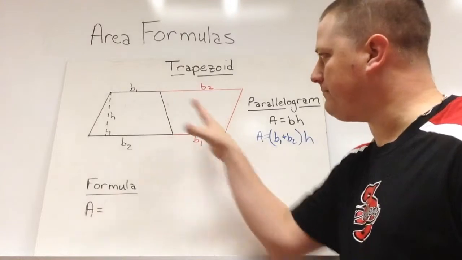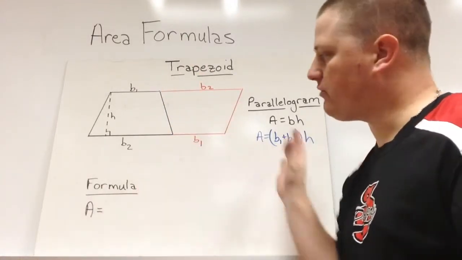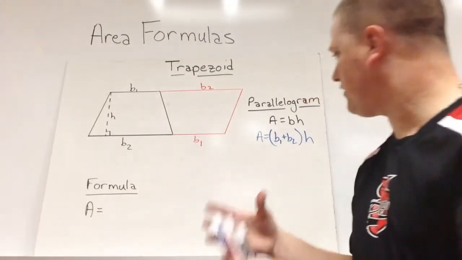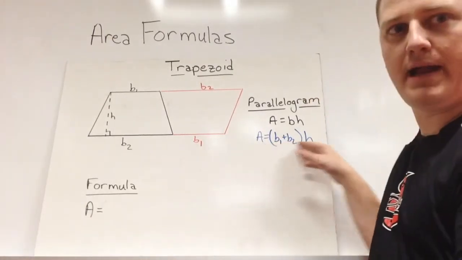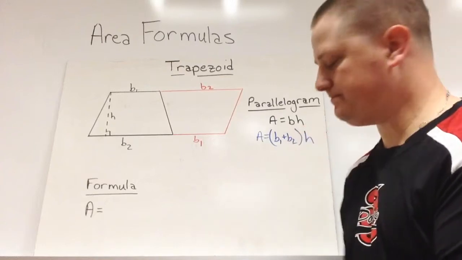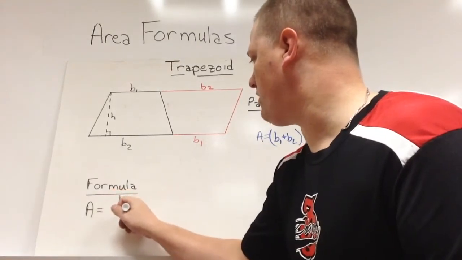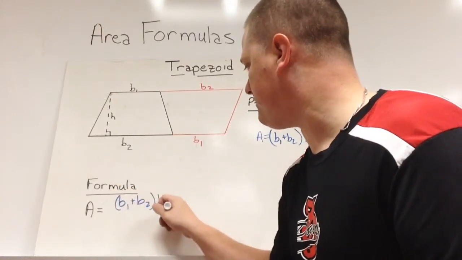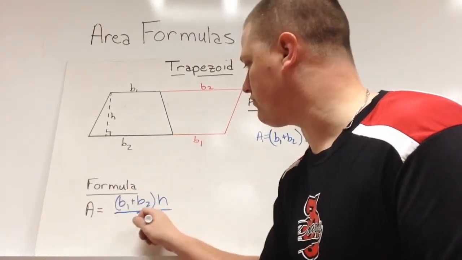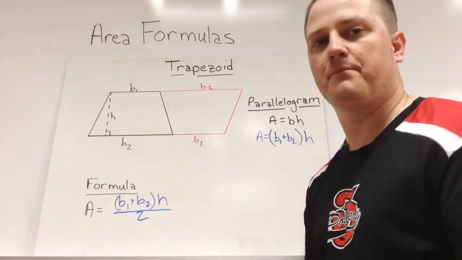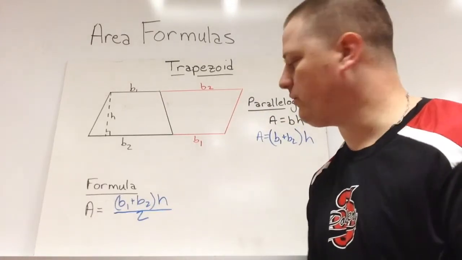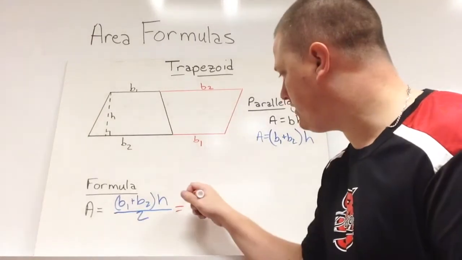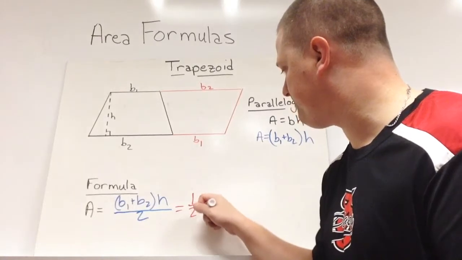But it took two of them to create this parallelogram, so we have to cut it in half for our trapezoid formula. So our trapezoid formula is this right here divided by 2. So we've got base 1 plus base 2 times h over 2. This can actually be written two other ways. The first other way would be, instead of dividing by 2, you can multiply by a half in front.